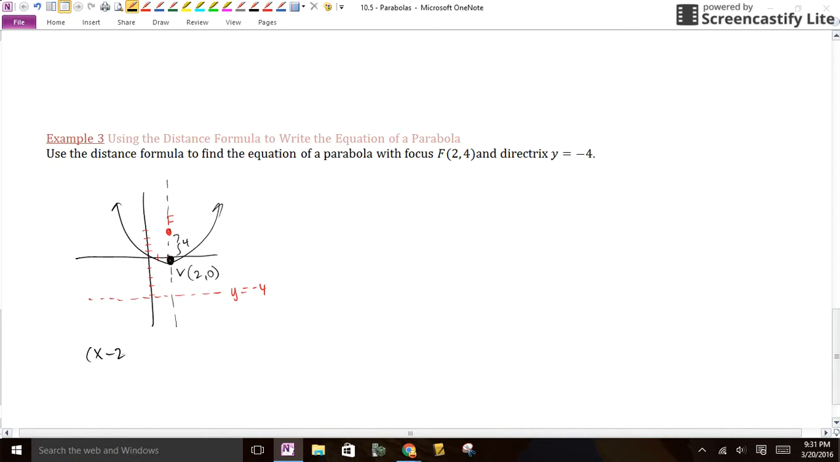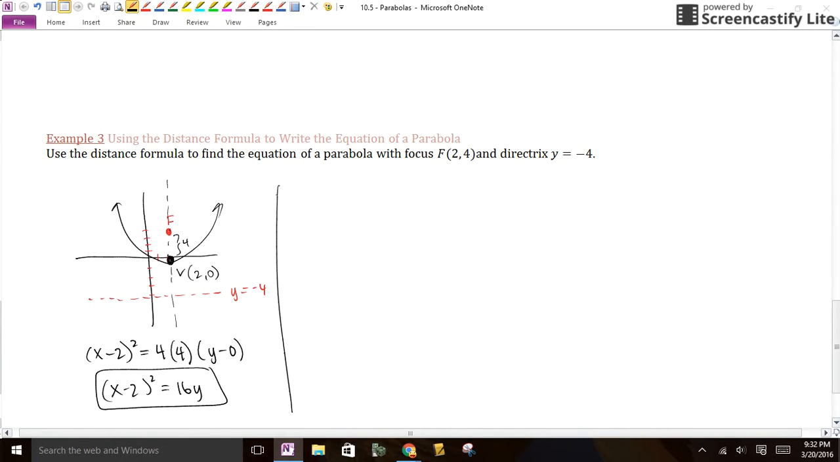It's (x minus 2) squared equals 4p, which is 4 times 4. And then what is it? y minus 0. And done. This is (x minus 2) squared equals 16y. And that's beautifully done, right?